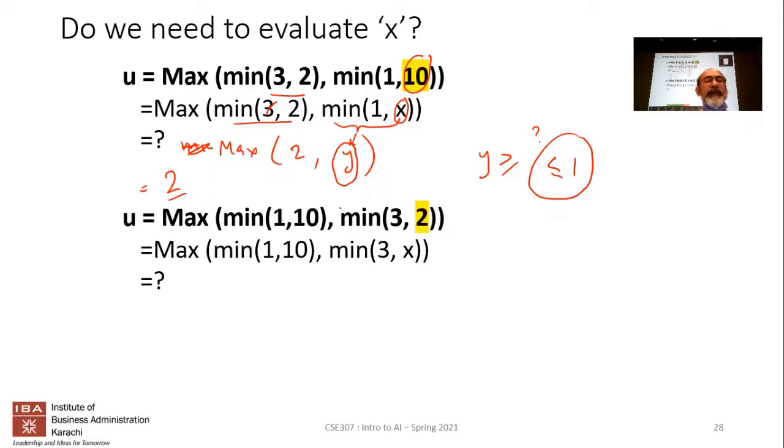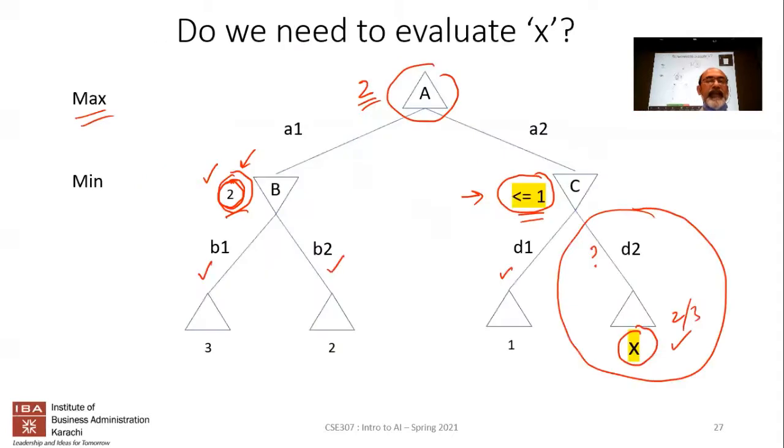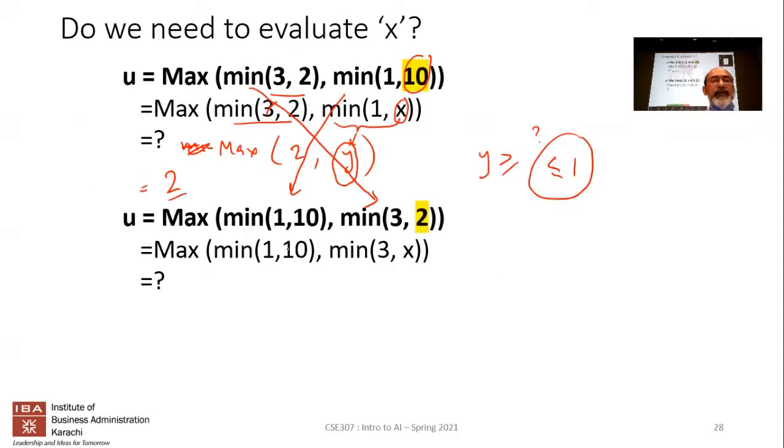But now what I've done, I've reversed these two conditions. So minimum 1, 10 is on the left, and minimum 3, 2 is on the right. Okay, so we're again doing left to right evaluation. So think back to your tree, and the tree is going left to right. Okay, so here what's going to happen is we're going to say the maximum of minimum 1, 10, which is what? 1, and the minimum of 3, x.